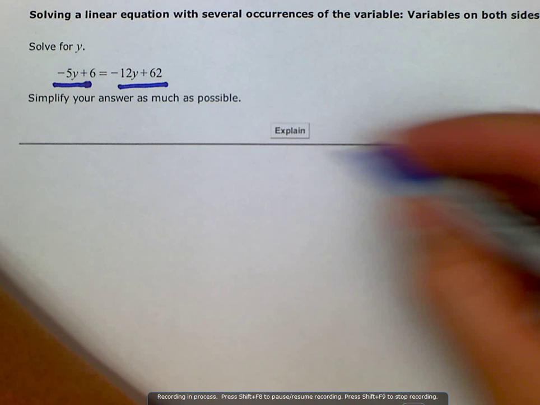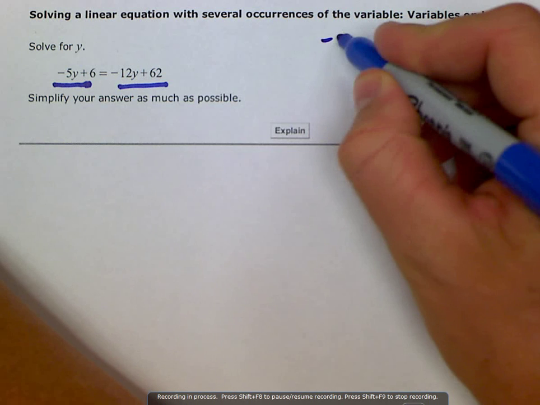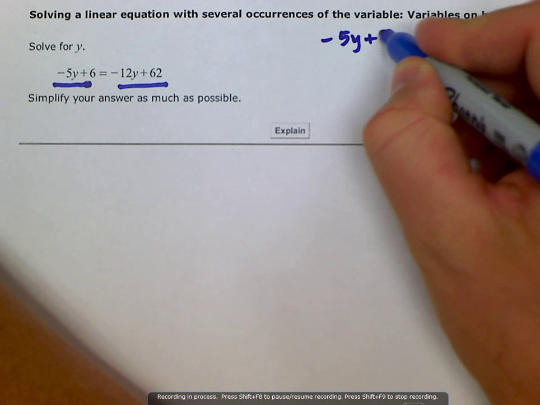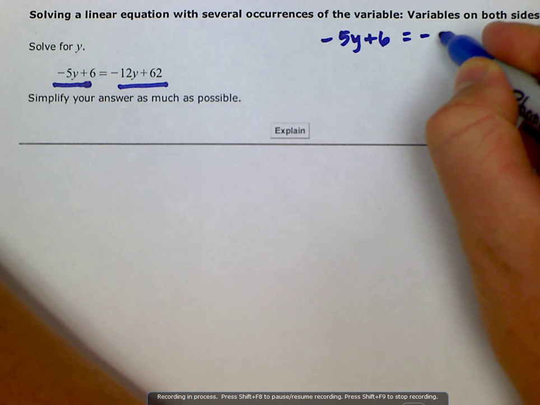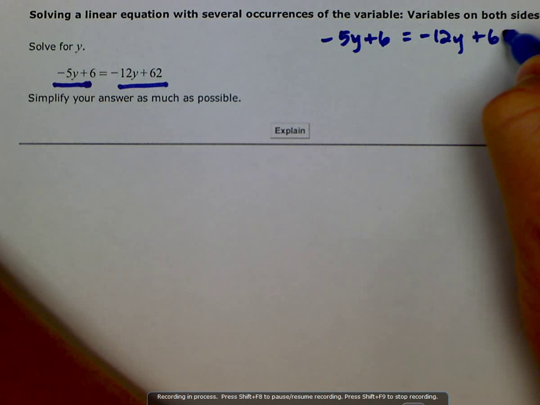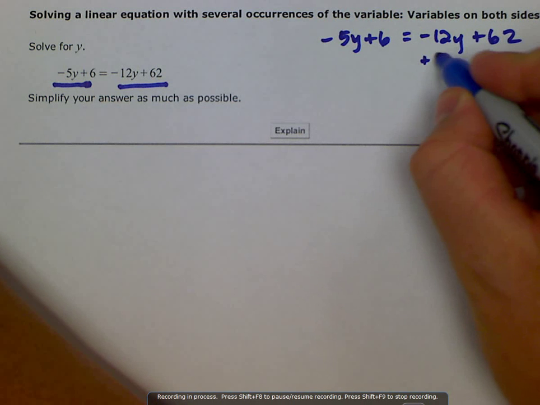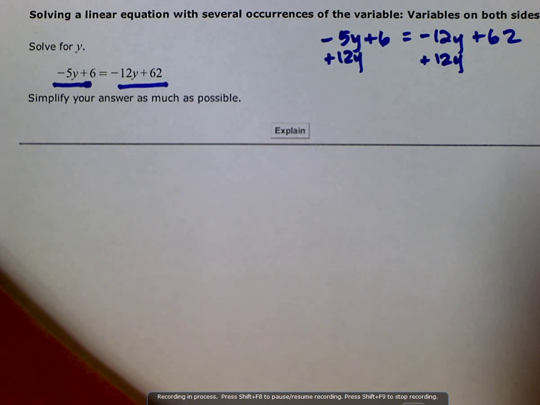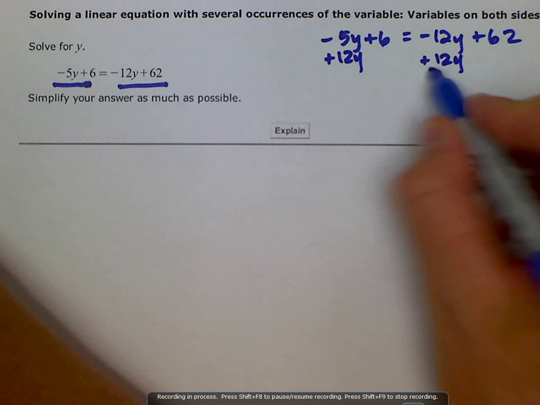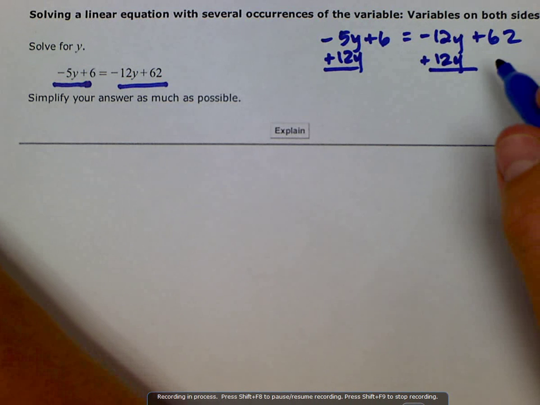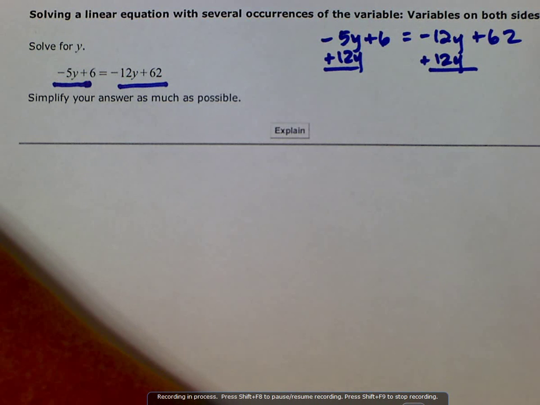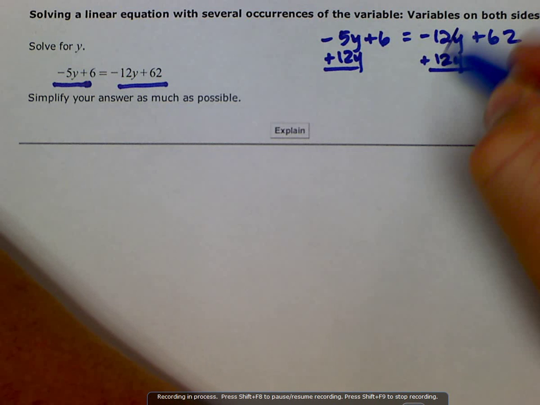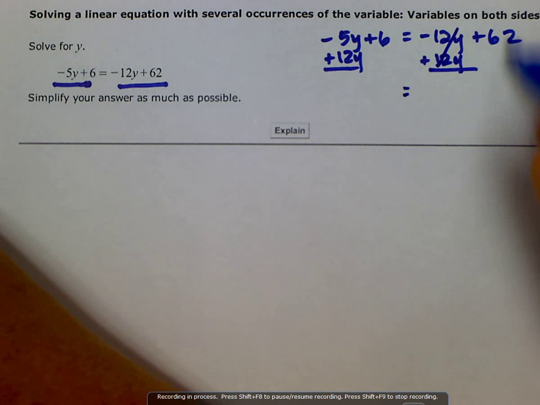So I'm going to write it over here. I'm going to rewrite. I have a negative 5y plus 6. This is equal to negative 12y plus 62. So first thing I'm going to do is add 12y to both sides. This is the additive property of equality, saying whatever we add to one side, if we add the same to the other, we still maintain the balance of the equation. These are going to cancel. My equal sign comes down, and my 62 comes down.